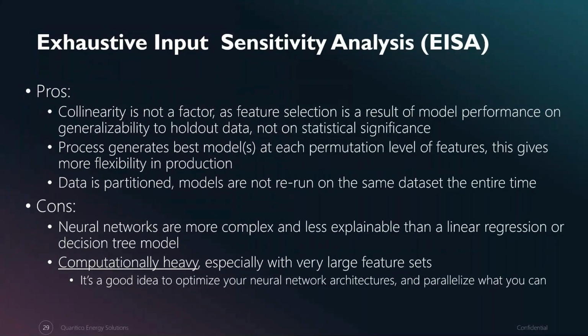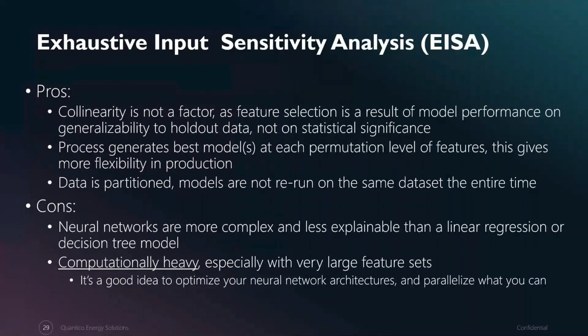So there are some cons as well. This is not some sort of silver bullet that solves feature selection for everyone. Neural networks are more complex and less explainable. So if I was trying to do some sort of analysis that presented something to clients to help them understand the nature of the data, neural networks are not the way to go. Something like linear regression or a decision tree model. There are plenty of other models that have more explainability.